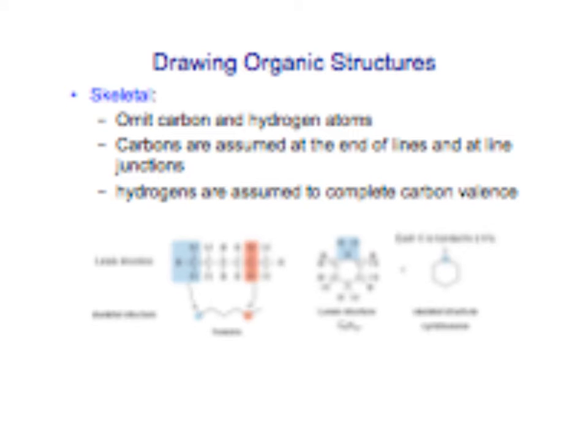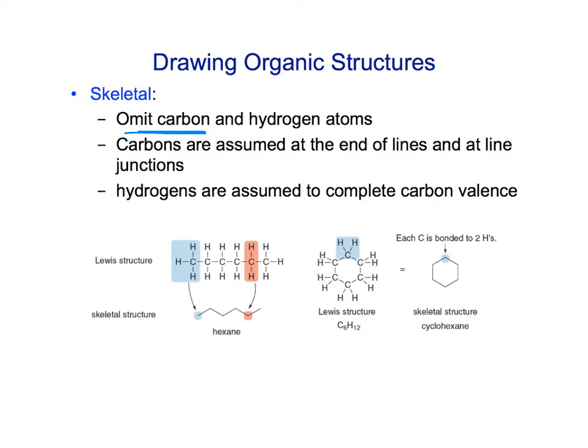So we've got a better way to draw organic structures, and that involves what we call skeletal structures. And these are very much more simplified. So the first thing that we do in drawing skeletal structures is we omit the carbons, so we don't even draw the carbons, and we don't even draw the hydrogens as well. All right? We can identify where the carbons are because they're assumed to be at the ends of the lines and at the junctions between lines.